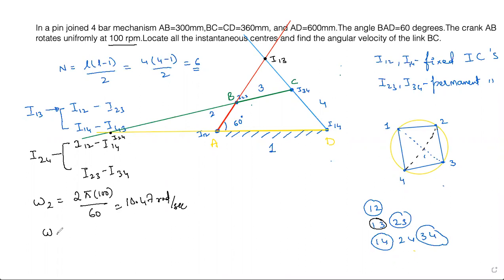So if someone asks me omega 3, what is omega 3? Immediately look at what you have, 2. What do you need to find out? 3. So immediately you take the instantaneous center I23 into consideration, because about that instantaneous center I23, I can assume 2 and 3 to be in pure rotation. 2 and 3 are at that instant in pure rotation. So it is similar to this.